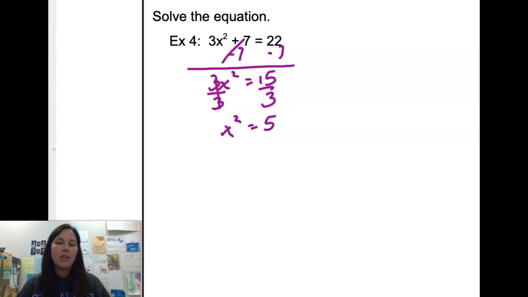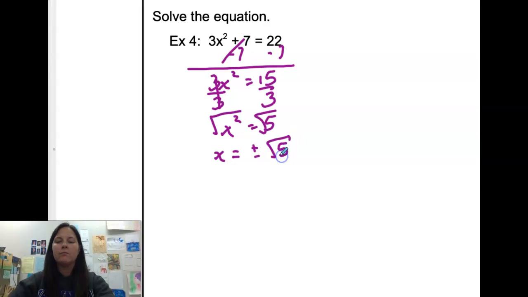Now this time when we think about what number times itself gives us 5, we don't get a nice answer. There isn't an integer that when you multiply it by itself, you get 5. So what we're going to do is leave it in radical form. That's a square root sign. We're going to put that plus or minus, or again, you could write them each out, but we're just going to leave it as the square root of 5.